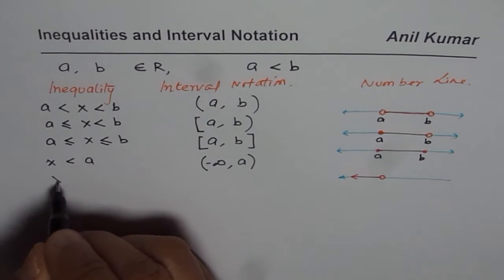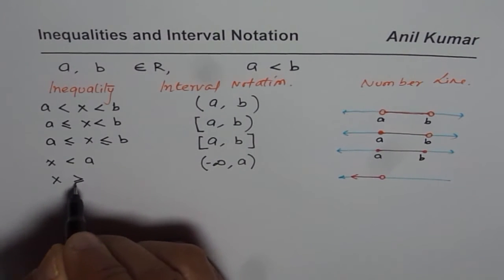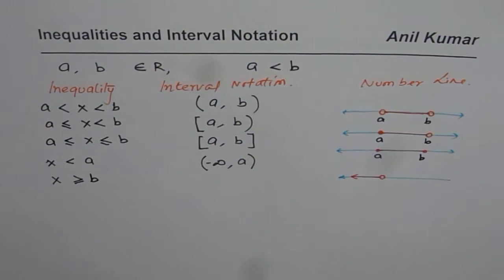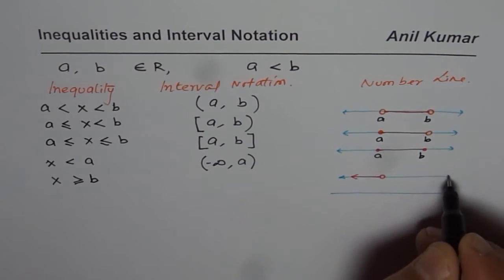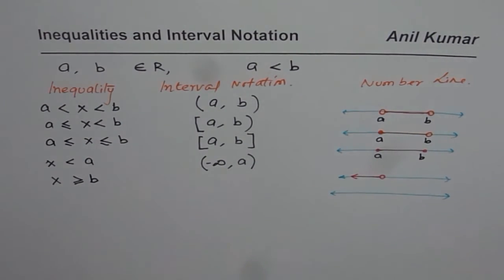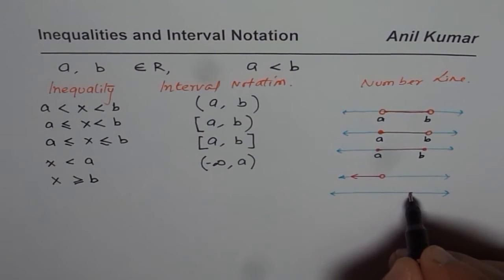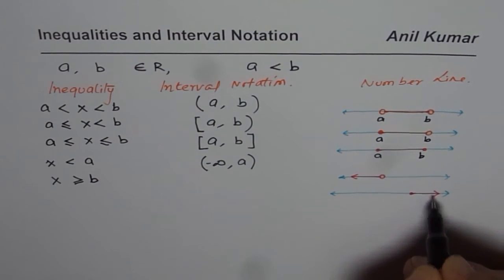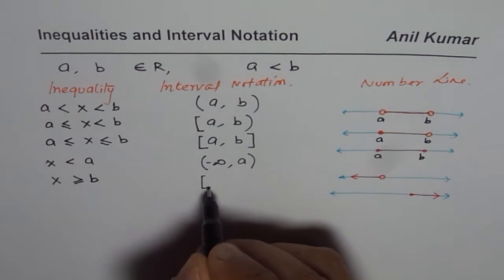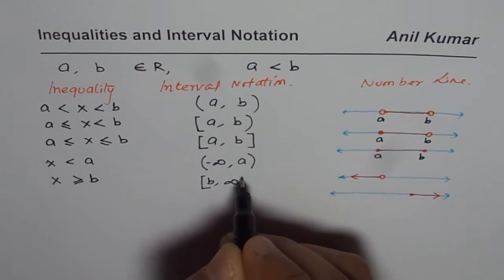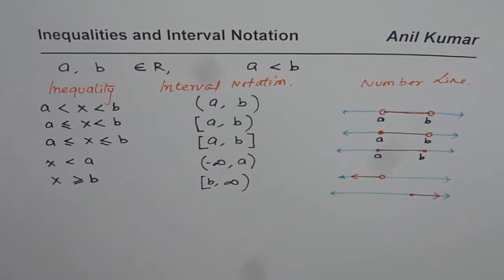If you have x greater than or equal to, let us say, b, that really means that on a number line, we are including the point b and everything on the right side of b, right? So it could be written as b, included, to infinity, positive infinity. You get the idea. So that is how we could represent these terms.